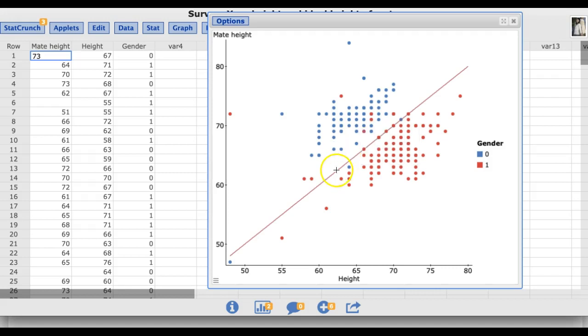This line here is not a regression line; it's just the line y equals x. So I broke it up. For all the points here, y is bigger than x, so mate height is bigger than the height of the respondent, and for all the points here, height of the respondent is larger than the mate height. So this is where your algebra comes in handy. But remember, everything we're doing here is in context.